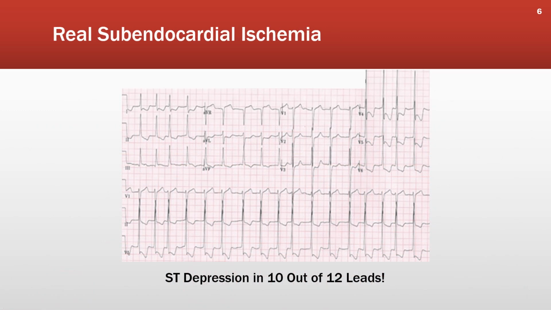Now, here is a 12-lead ECG of an actual subendocardial ischemia, a true subendocardial ischemia. You'll see ST depression in 10 out of 12 leads. Now, does that look like it's localizing?